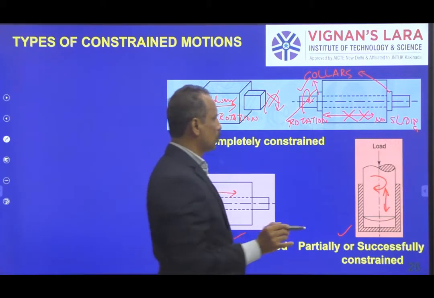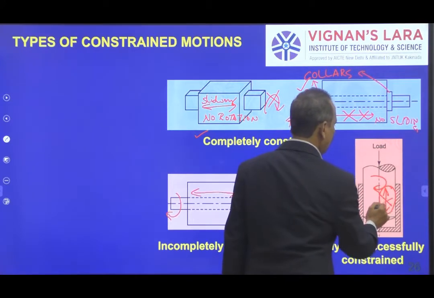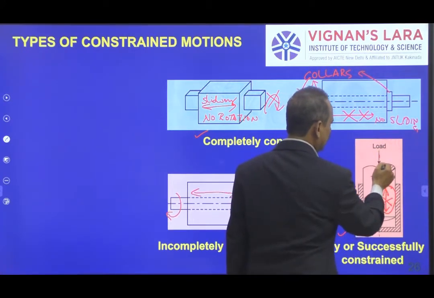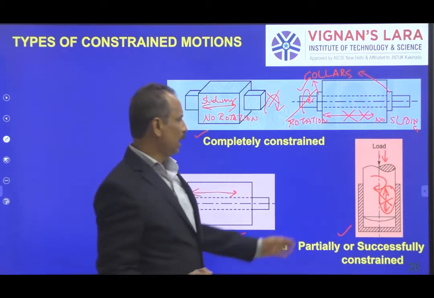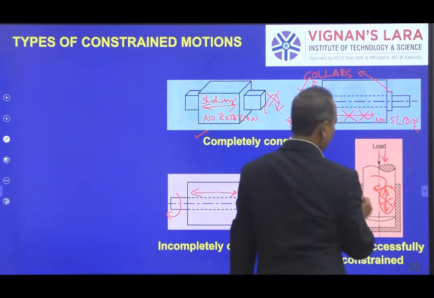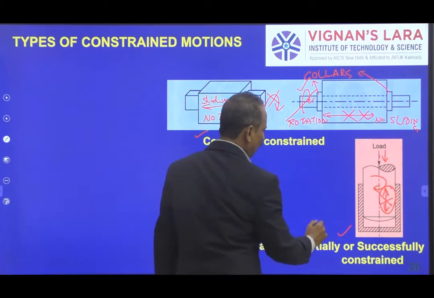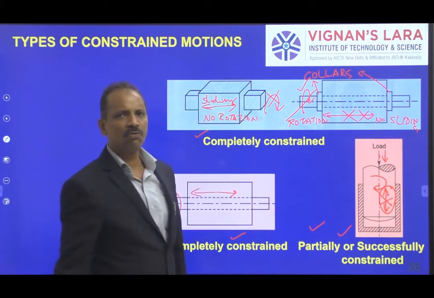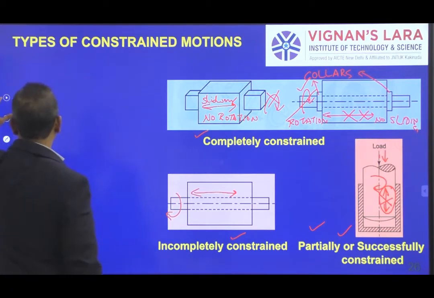Why it is not so is that this motion is not at all permitted, because a vertically downward load is applied. It will not allow movement in the y direction. It only permits rolling, this rotation fashion. That is why it is called partially or successfully constrained motion. This is another thing we discussed in the last lecture.